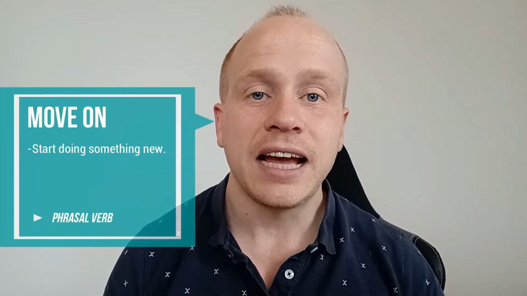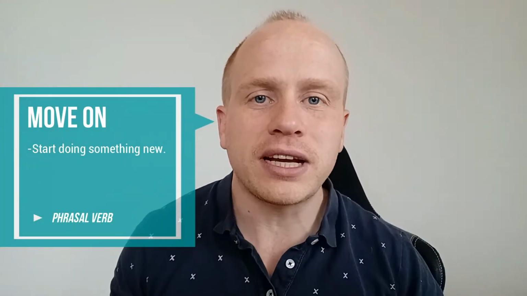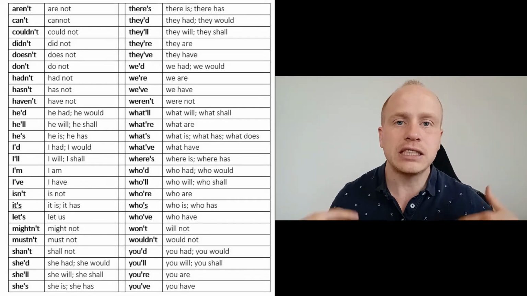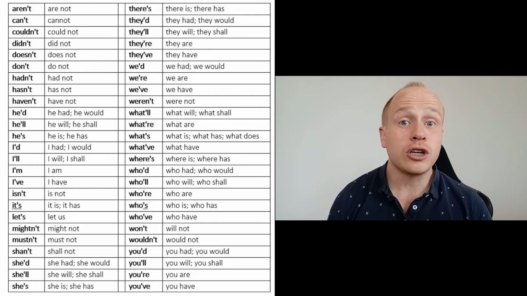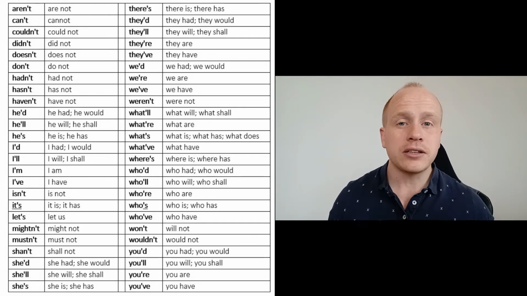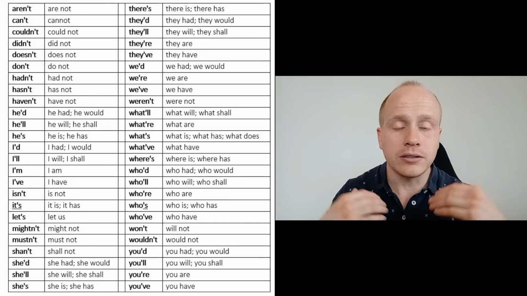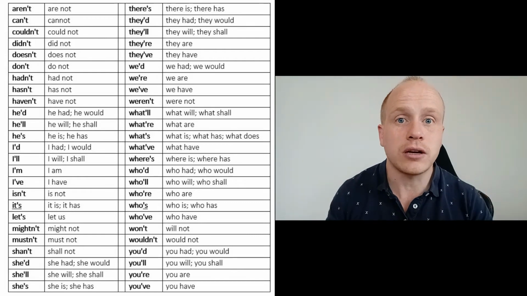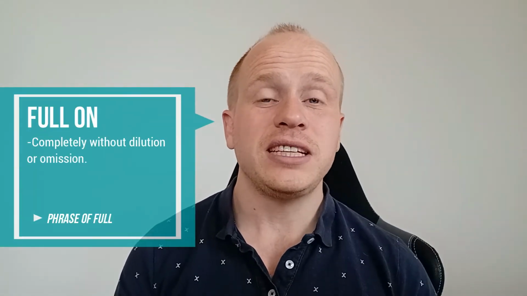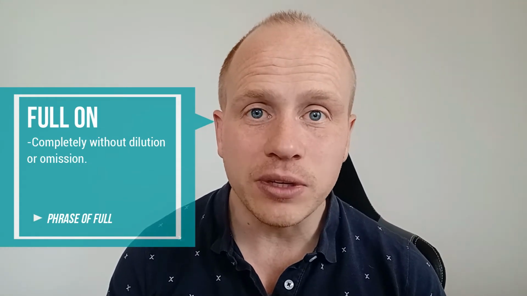So just before moving on to looking at reductions, I'm going to show you some of the most common contracted forms on screen so that you can look at them, write them down, practice using them. Because if you want to start sounding more like a native, these are some of the things that you have to understand and start to put into practice and use in conversation. But if you want to go full-on native, you need to start using reductions in your language.